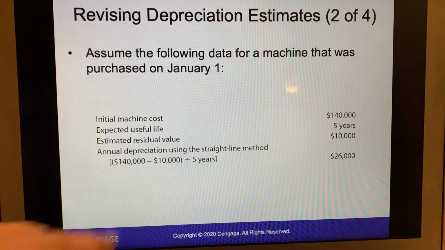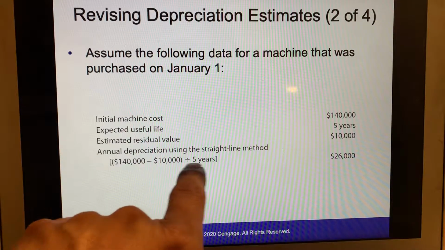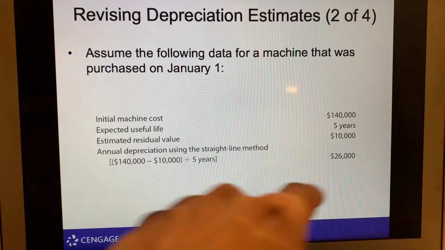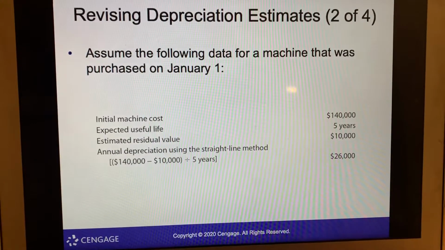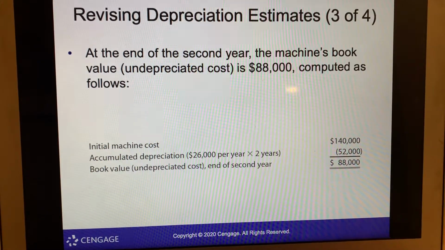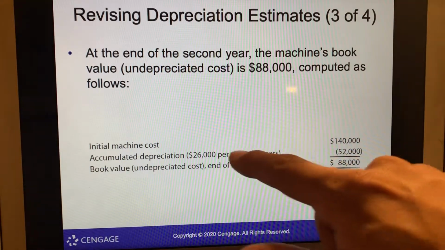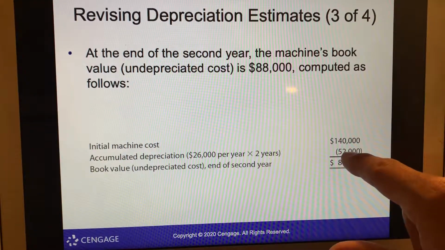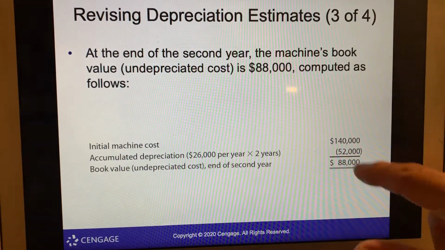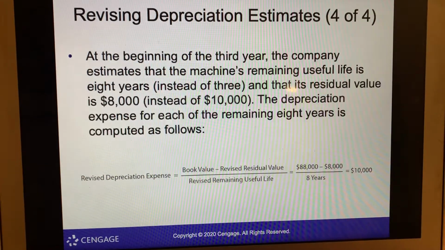So to find the straight line method, it is 140 minus 10 divided by 5. So our straight line method would be $26,000 per year. So $26,000 over 5 years. So initial cost 140. So $26,000 per year times 2 will give us 52. All right, and then our book value or undepreciated cost at end of year would be 88,000.